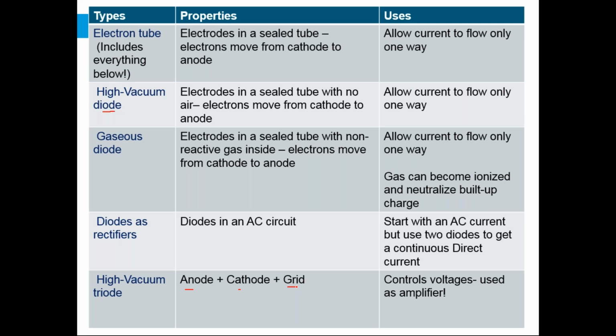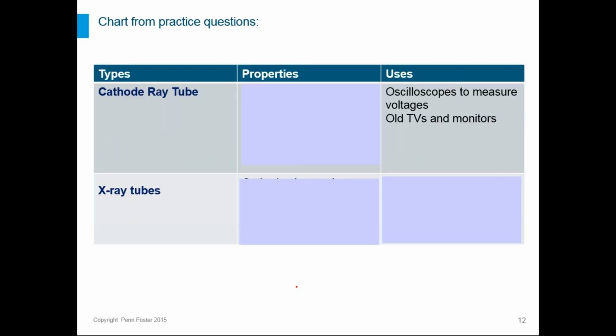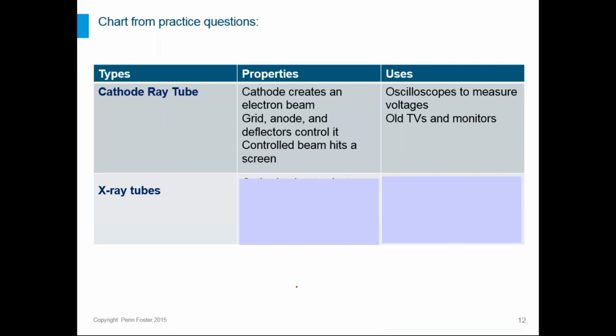And this chart continues. If you're watching this video later, you can definitely pause this and copy down what you need to, or go back and watch it again if you need to. But I'm going to move on to the end of the chart, which is these last two, cathode ray tubes. So their properties: they create an electron beam, and that's controlled with a grid, an anode, and deflectors, and they end up hitting a screen that glows.